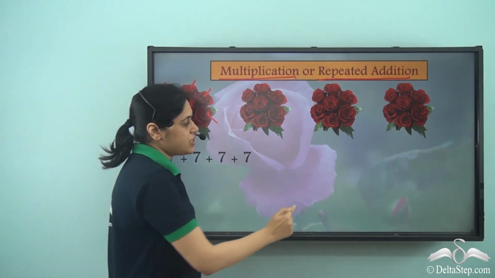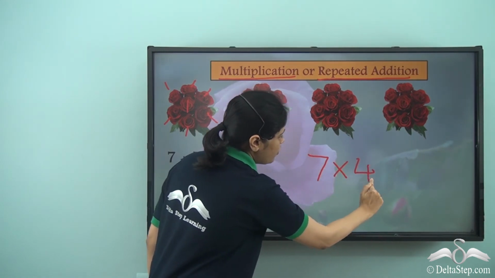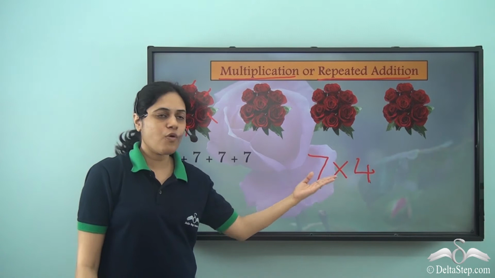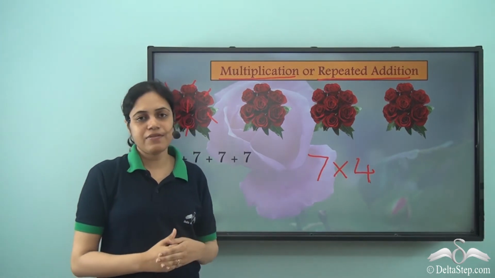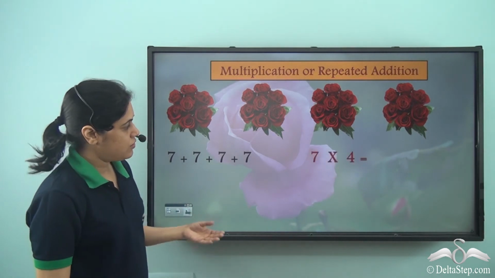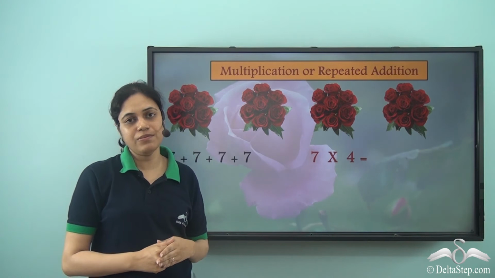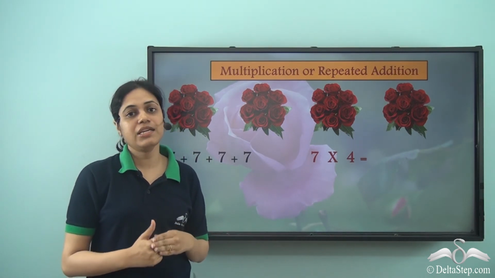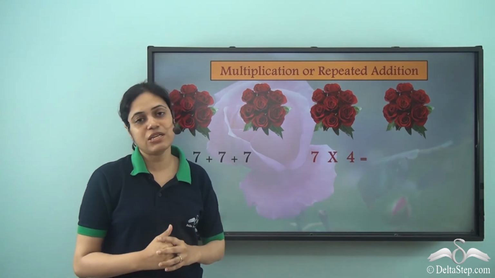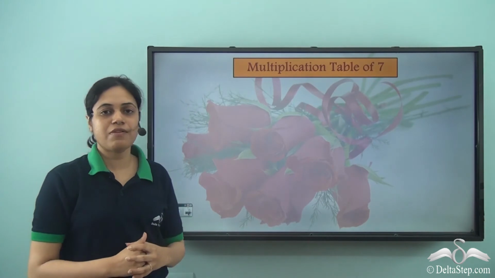So instead of this, I can have 7 into 4. That is 4 times 7. What is 4 times 7? For this, I need to find the multiplication table of 7. So let us write the multiplication table of 7.